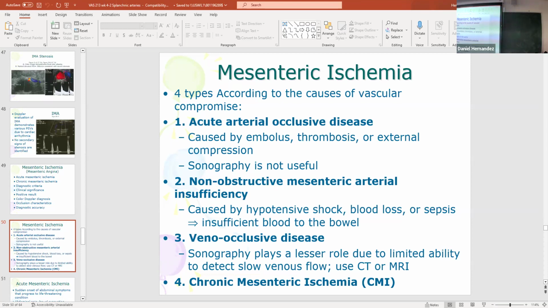So with, again, acute mesenteric ischemia, sonography is not very useful. So we need to get in there fast. We need to remove this clot, thrombolysis, extract the thrombus, and reperfuse this vessel quickly.